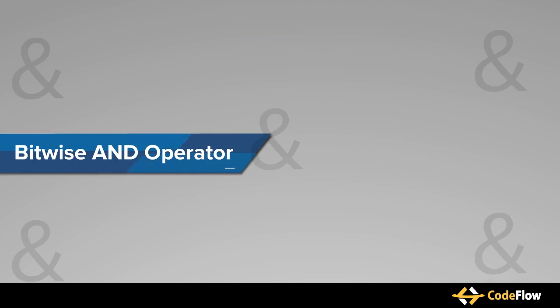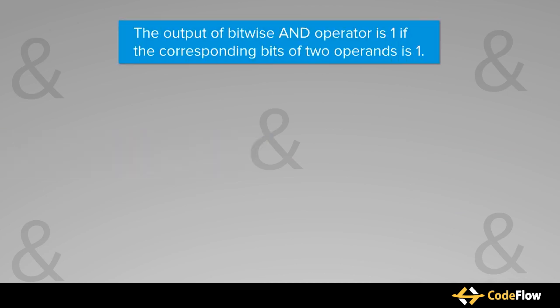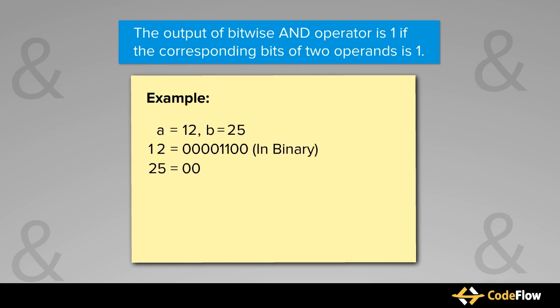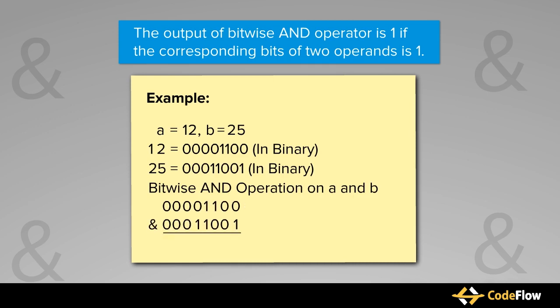Let's start with the bitwise AND operator. The output of bitwise AND operator is 1 if the corresponding bits of two operands is 1. For example, consider two numbers, A equal to 12 and B equal to 25. The binary equivalent of 12 is 00001100 and binary equivalent of 25 is 00011001. The AND operation on A and B will give us 00001000, whose decimal equivalent is 8.